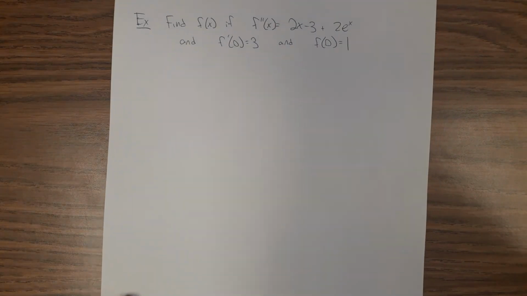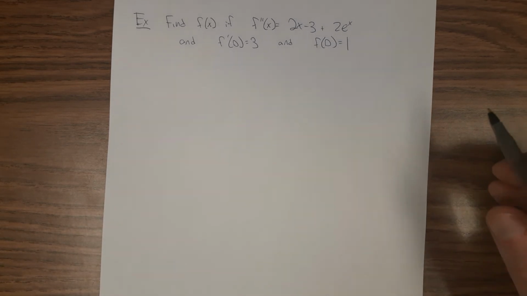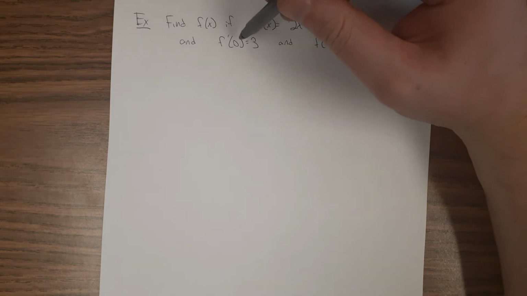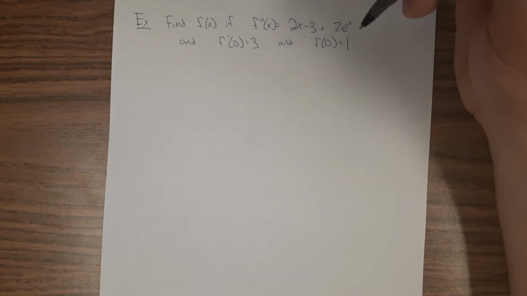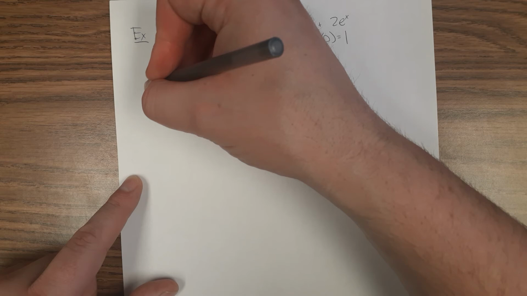Last one for today is an antiderivative problem. This is one where I give you the second derivative of f, and then I give you some information about f prime of 0 and f of 0, and your job is to find f of x. So since this is a second derivative, what we need to do is the antiderivative twice.